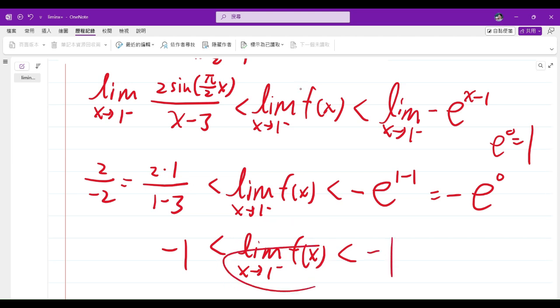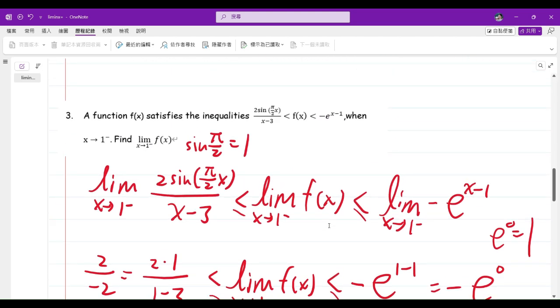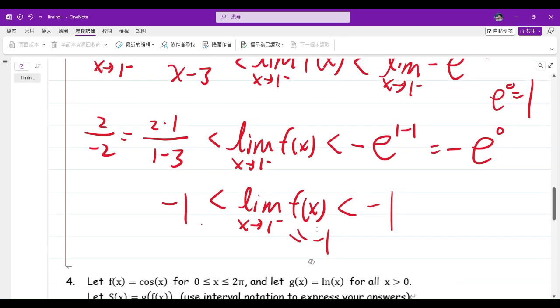So the limit of f of x, because it's between this and this, I can say the limit of this equals negative 1. Okay, this is the answer for this third question. No equal sign, yeah, it's okay, because it's just approaching.